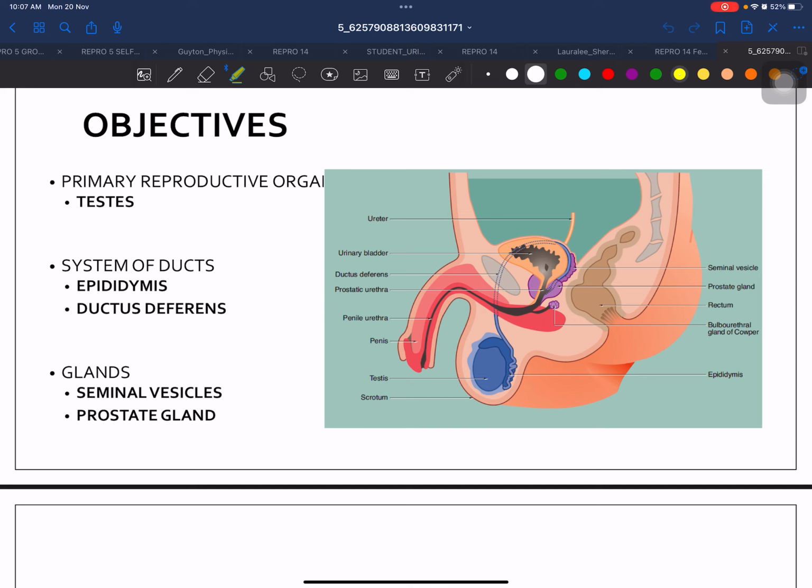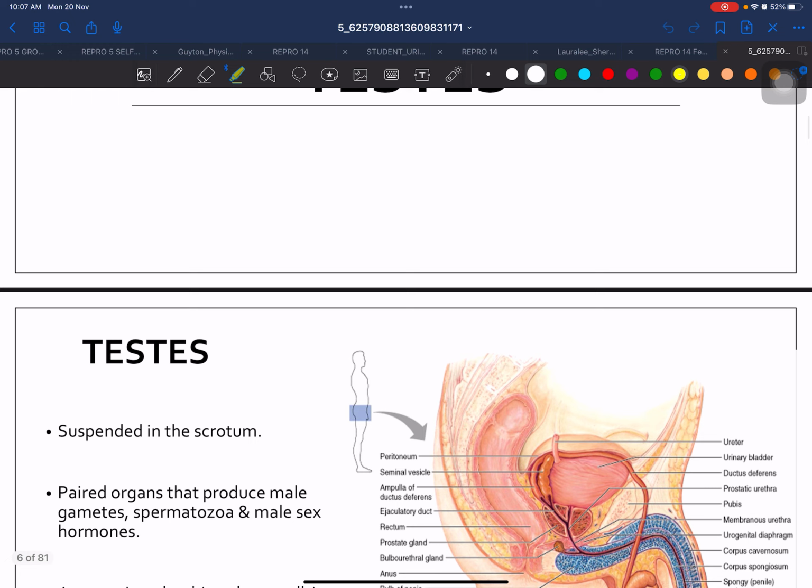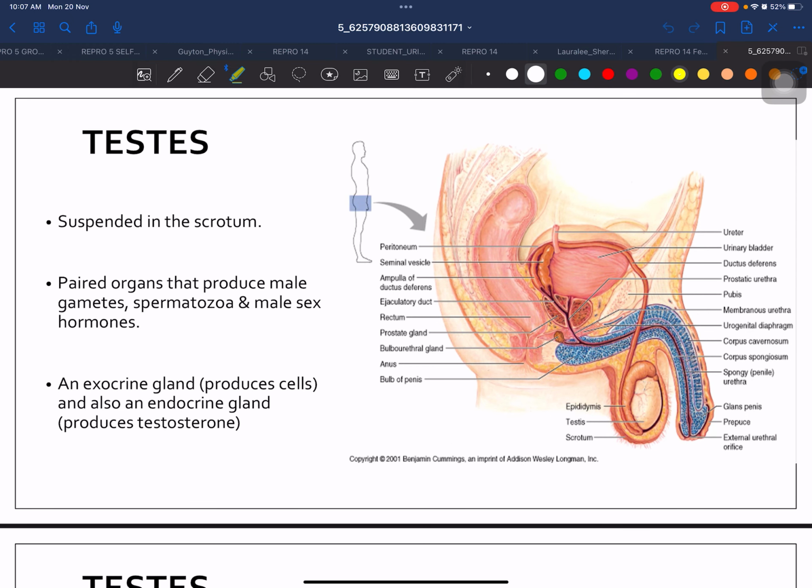Okay, let's go to the testes first. The testis is suspended in the scrotum. So these are the testes, right? Betul tak? Doctor pointer. Okay, this one. These are the testes. And what is this? These are the epididymis. So the testis and epididymis are inside the scrotum.